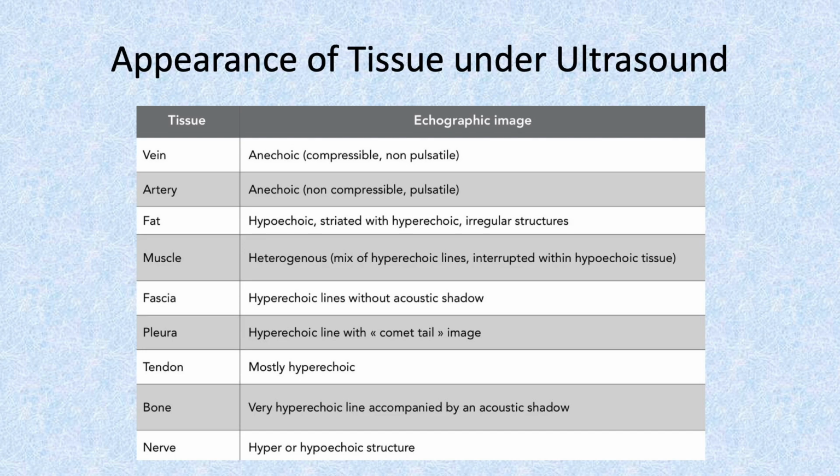Then fat is hypoechoic. Muscles are mixed, heterogeneous, because they have mixed connective tissues. Fascia is hyperechoic. In the lungs, we get a hyperechoic line with comet tails. Then nerve is either mixed hyper or hypoechoic. So we utilize this basic knowledge to understand how certain structures look on ultrasound.